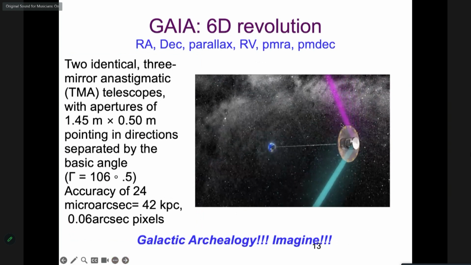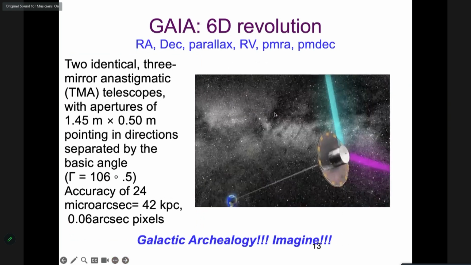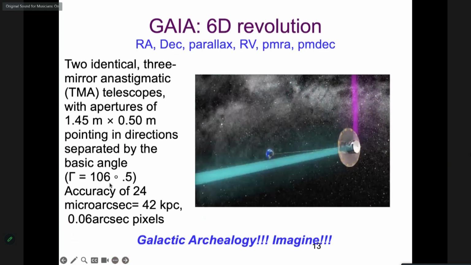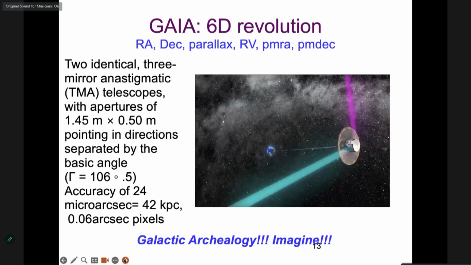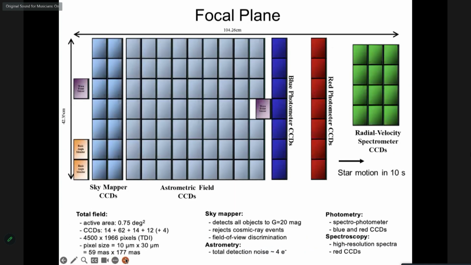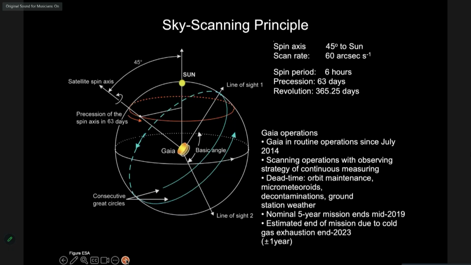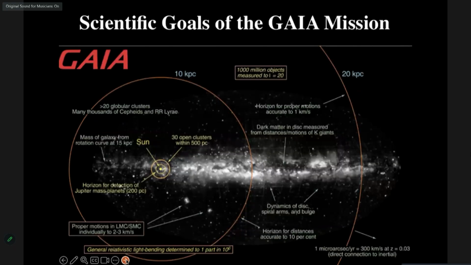And therefore, you have two mirrors which are at an angle of 106 degrees, and therefore you can actually do what is absolute astrometry with the Gaia mission and its focal plane, etc. I won't go into these details. So essentially, what does Gaia do?